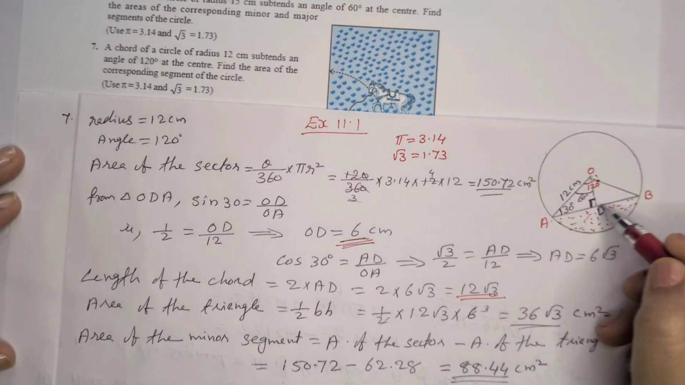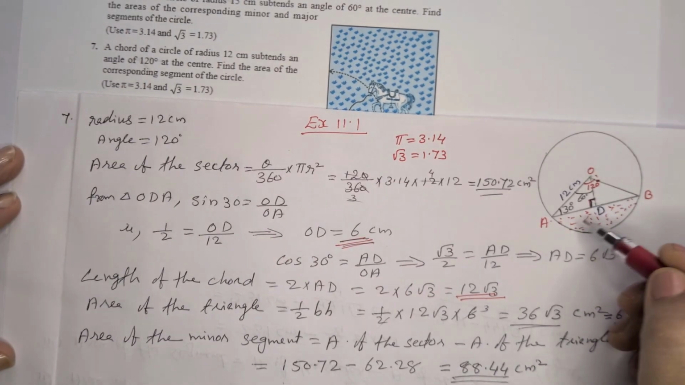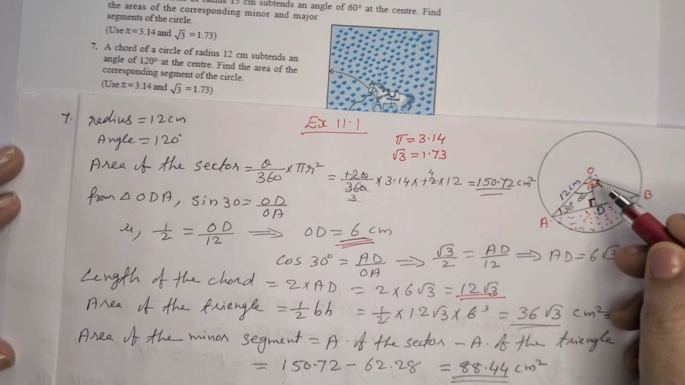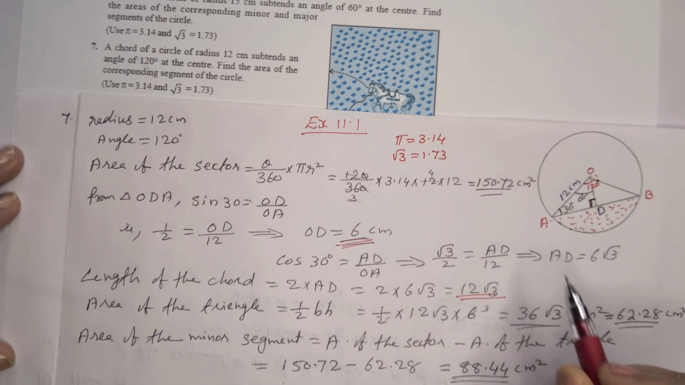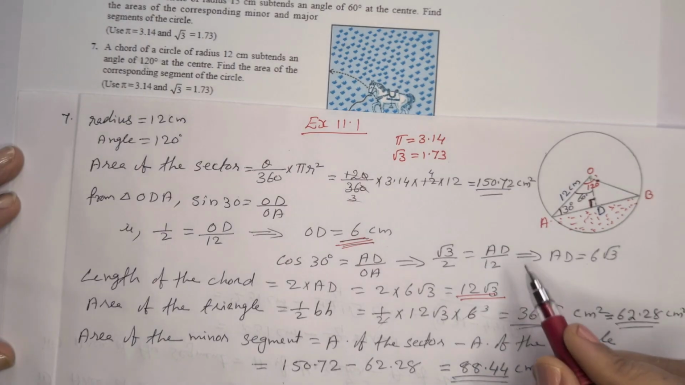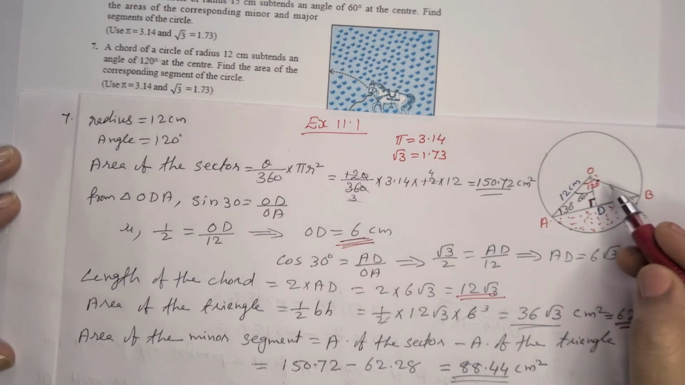Then I can find the area of the triangle using the half base height formula. Half into base into height. Half into base 12 root 3 into height. We got 36 root 3, and the value of root 3 is given here. So multiply 36 into 1.73. We will get the answer 62.28. That is the area of the triangle.